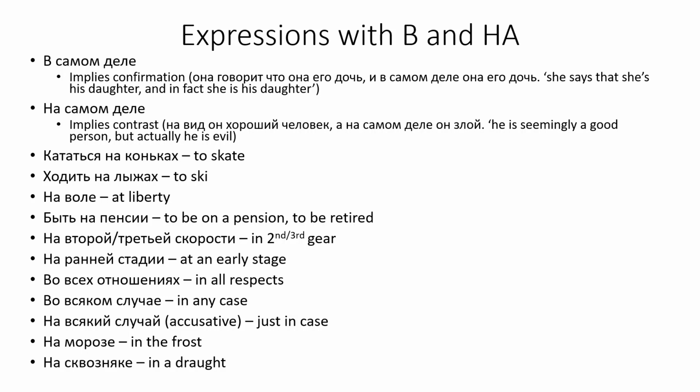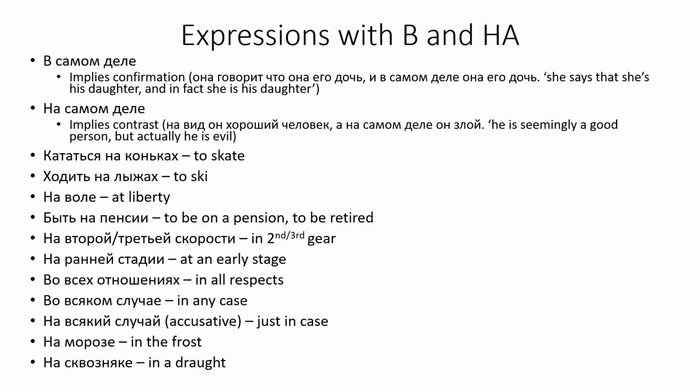Then на второй, на третьей скорости. So скорость means speed, but in this expression it means in second or third or fourth or fifth gear, and it uses на. На ранней стадии, at an early stage. Во всех отношениях, in all respects. So отношения means relationship, but here it means in all respects. And then we have во всяком случае. So всякий means every or any.